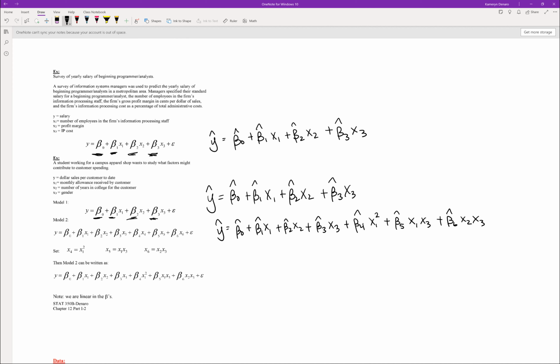Okay, note that we're linear in the betas, so we're never allowed to raise a beta to a power, but we are allowed to raise x's to a power or have the interaction terms like we have here, x1 times x3, x2 times x3. We have x4 equals x1 squared, but notice that beta 4, that beta 4 hat, that does not have a power on it. So we always say that in linear regression, we are linear in the betas.